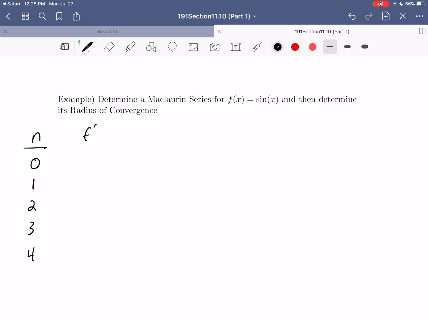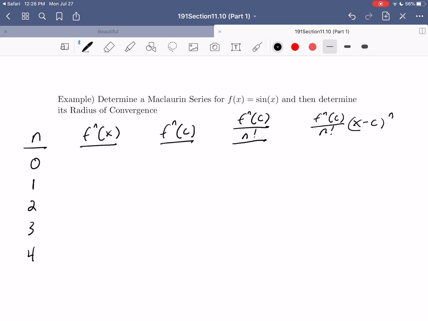We'll keep track of the derivative. We'll keep track of the derivative evaluated at the center. We'll keep track of those sequence terms, so the derivative evaluated at the center over n factorial. And then we'll keep track of the actual terms, the derivative evaluated at the center over n factorial, x minus the center to the n.